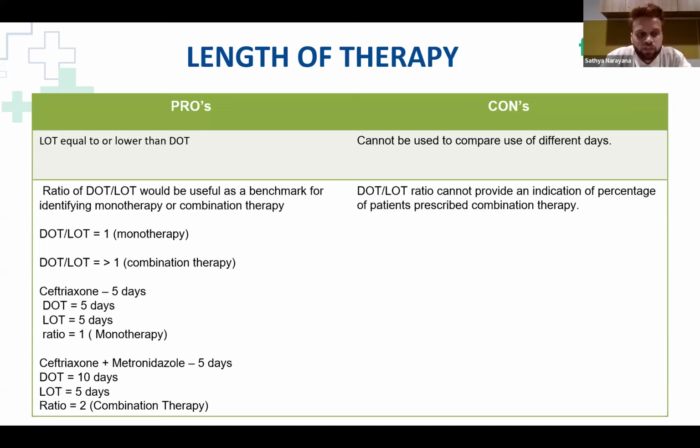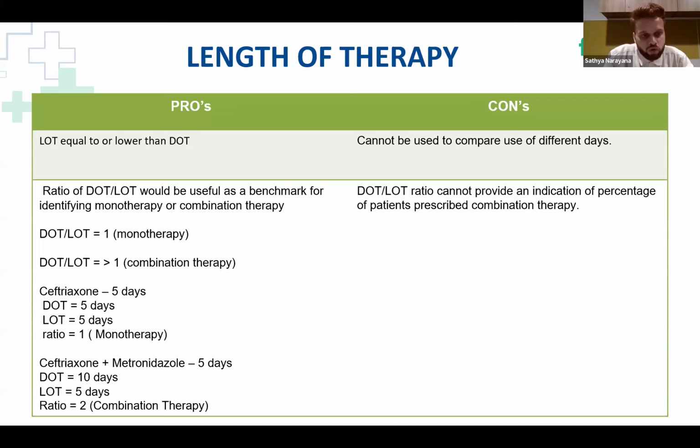So let us make it very simple with an example. Take ceftriaxone 1 gram, given for 5 days, an average dose that everyone would prefer. The DOT would be 5 days. When we compare the LOT, it would also be the same, 5 days. So if you take the ratio, it would be almost 1. There is no difference between this DOT and LOT, so the ratio would be equal to 1.